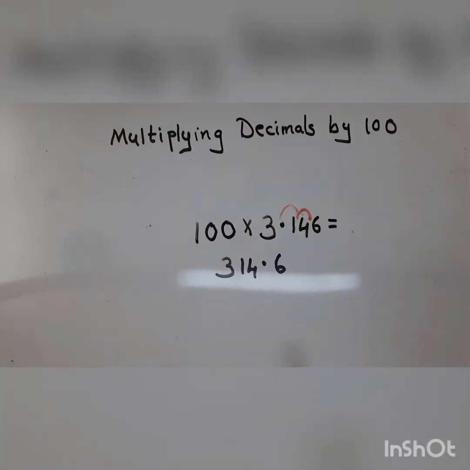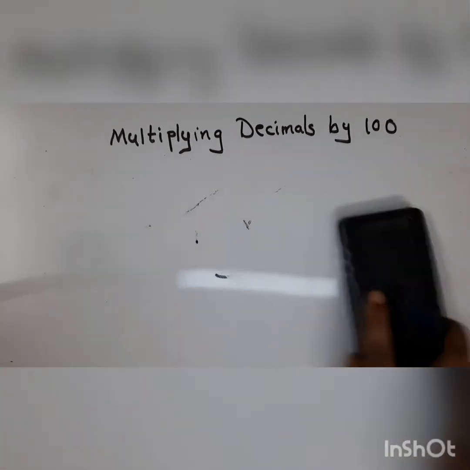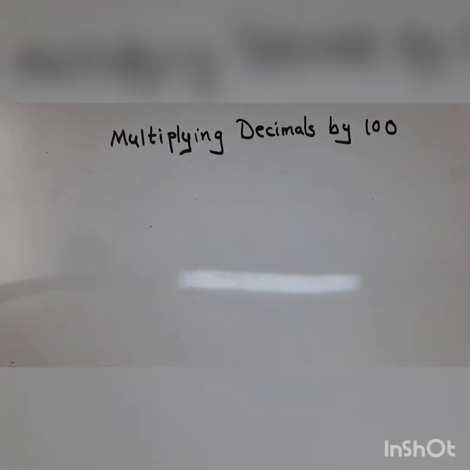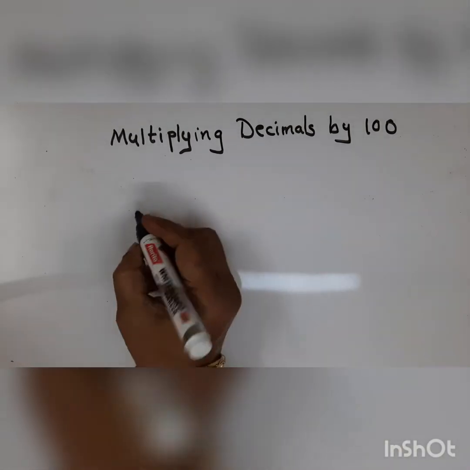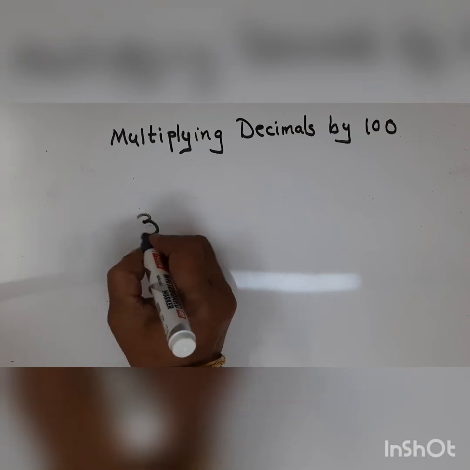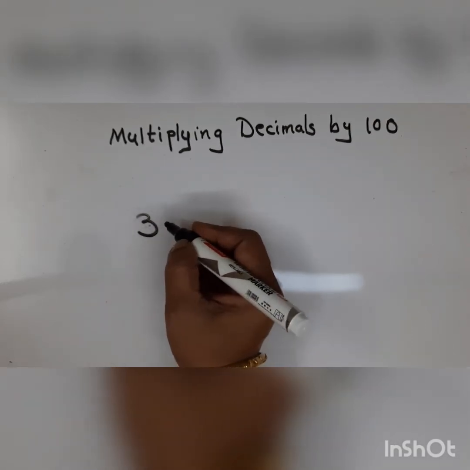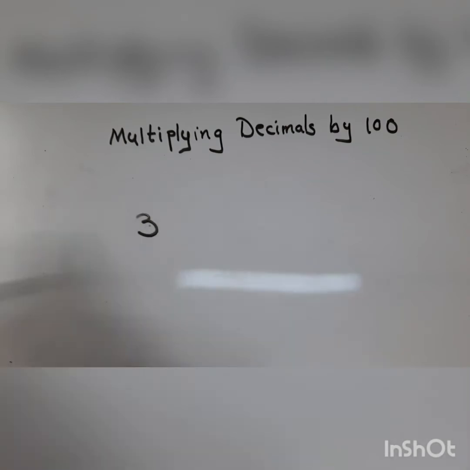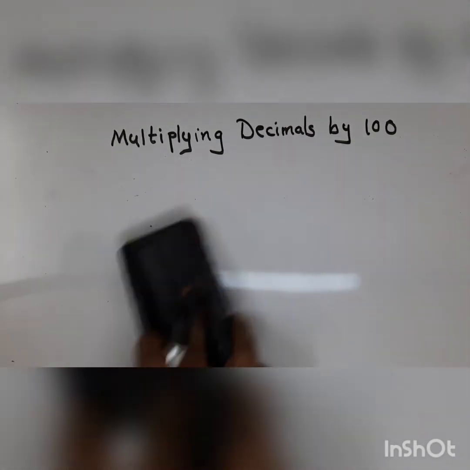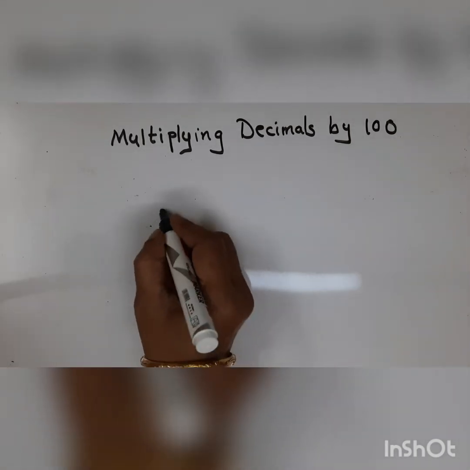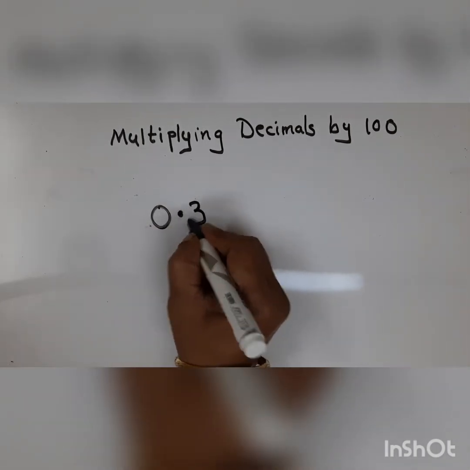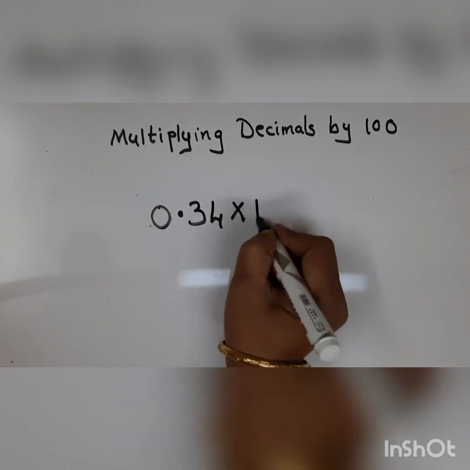Okay, so let's take another example now. Remember the rule, children. Remember the rule. Let's take another number. We have already taken 300. Let's take something with 0. 0.34 into 100.